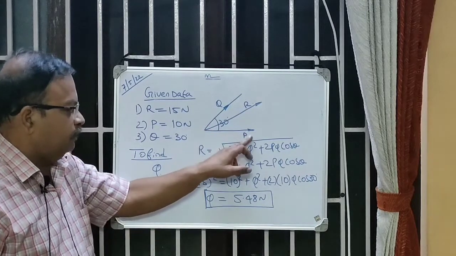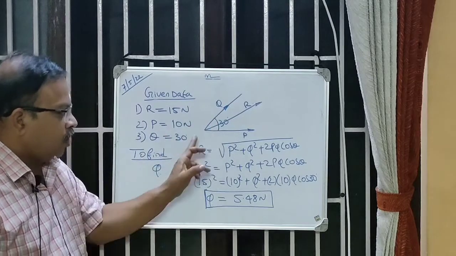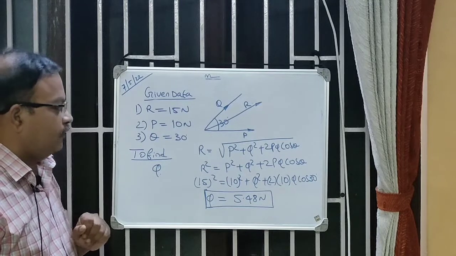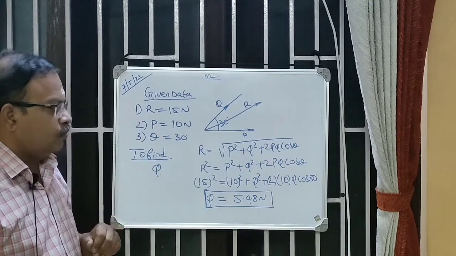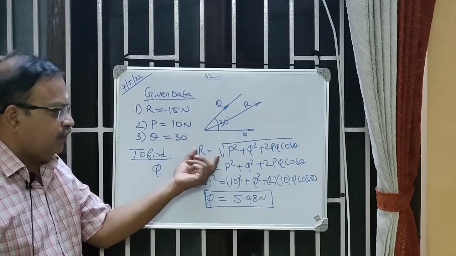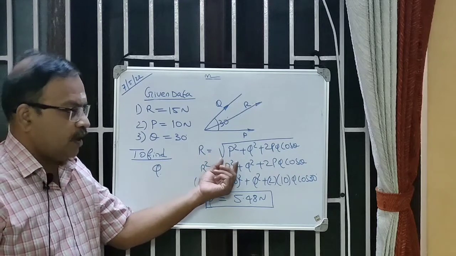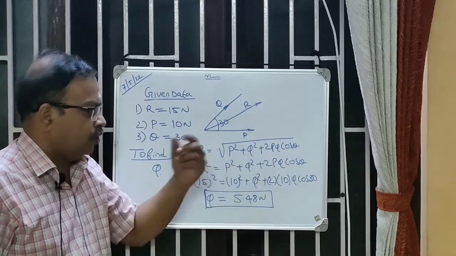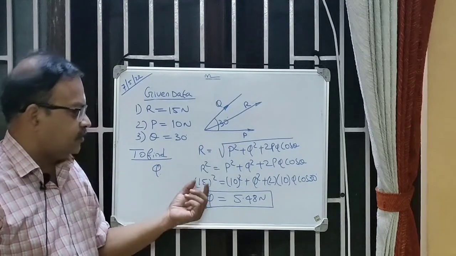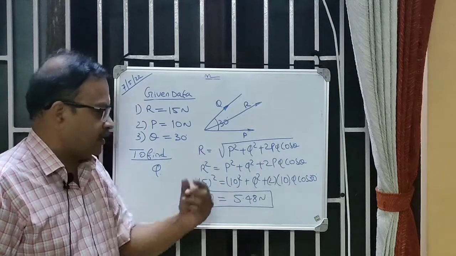So the problem is now represented here in this particular diagram. The P force is acting like this, the Q is inclined at an angle of 30 degrees. Now the resultant is acting here. Now you have to determine the magnitude of the force Q. Using the parallelogram law, the equation to find the resultant is R is equal to square root of P square plus Q square plus 2PQ cos theta. Now I am squaring on both the sides. So R square equal to P square plus Q square plus 2PQ cos theta.